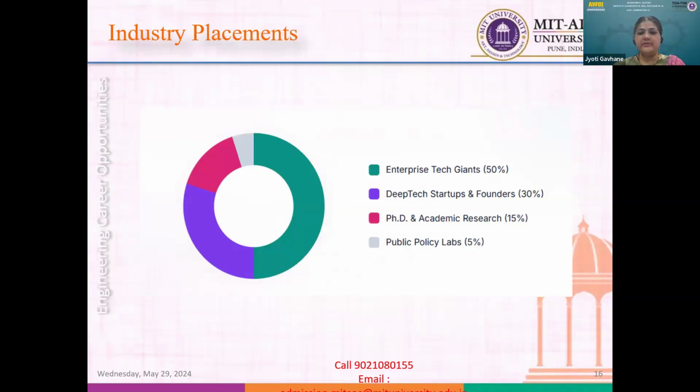Enterprise tech is hiring 50%, deep tech startups 30%, PhD and academic research 15%, and public policy labs 5%. So these are some of the industry placements nowadays. We have to choose one of the aspects of AI to be an expert in that domain.